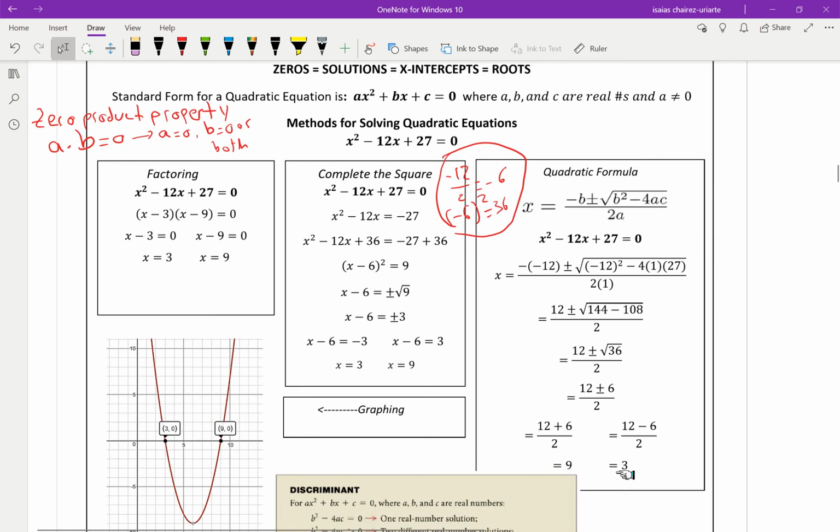Okay, so there are these four methods of solving quadratic equations. Are there more than 4 methods to solve quadratic equations? I think there are, but I'll let you think about those on your own.